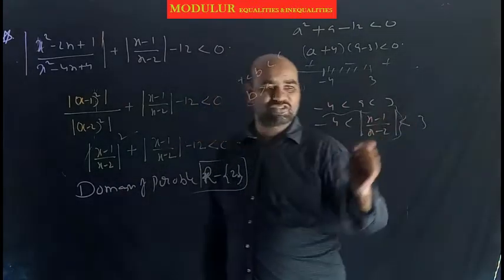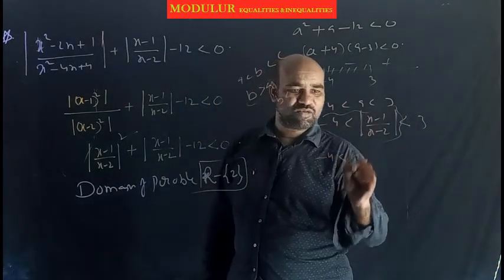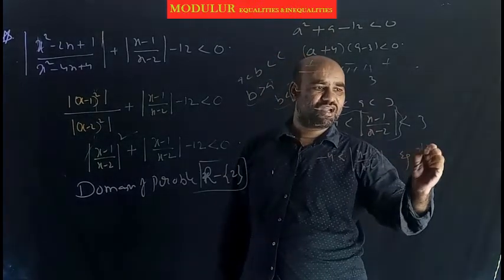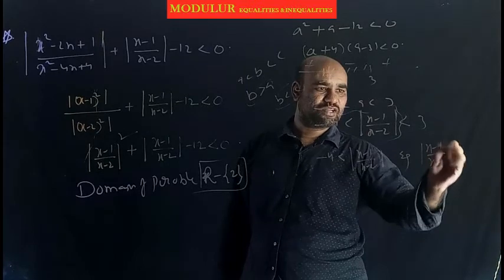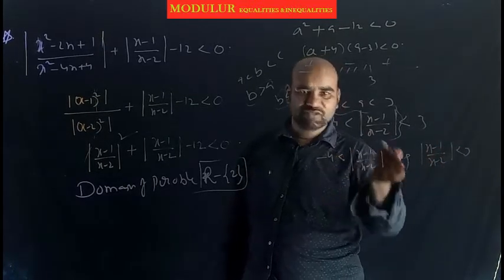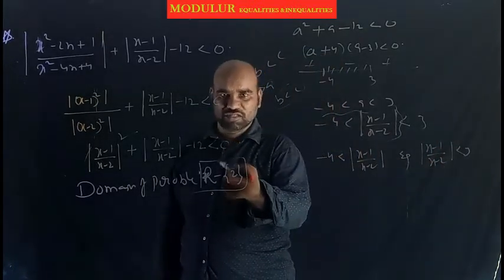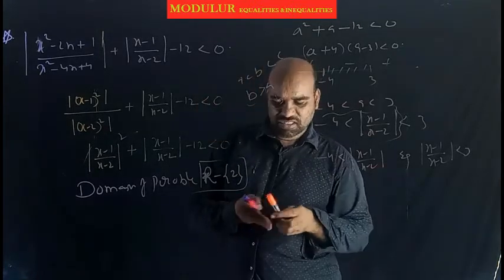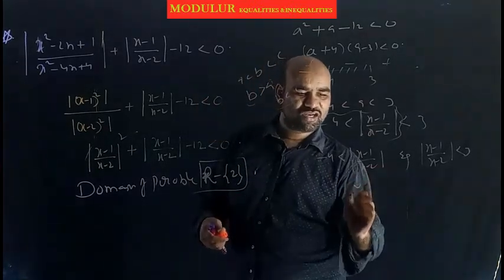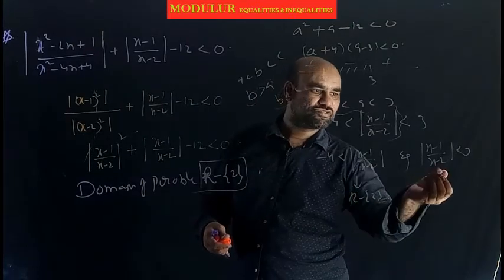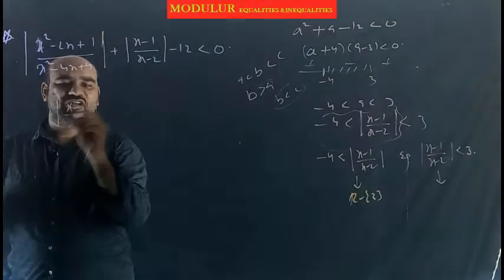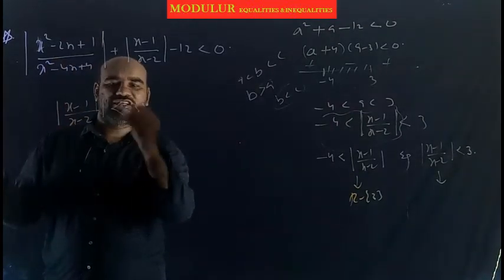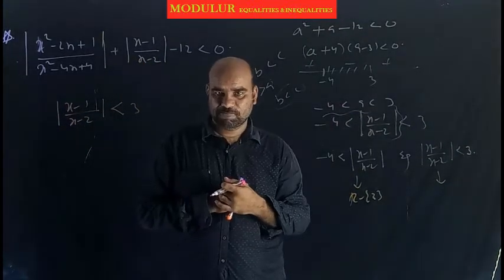First one, minus 4 less than mod of (x minus 1)/(x minus 2), and mod of (x minus 1)/(x minus 2) less than 3. All real numbers will satisfy the first, all real numbers except 2, since 2 is already not there. So in this area, what we get? All real numbers except 2. Now we just want to solve this: mod of (x minus 1)/(x minus 2) should be less than 3. Such x values you want to find.